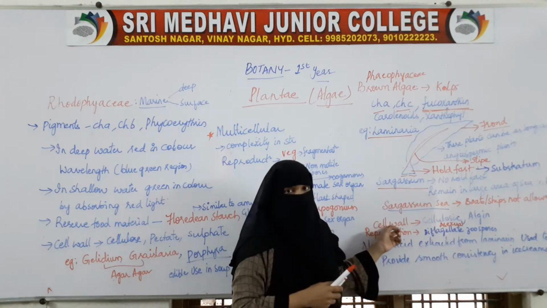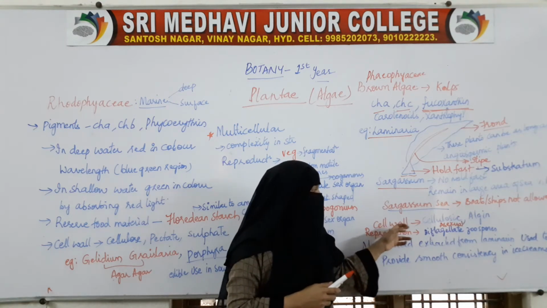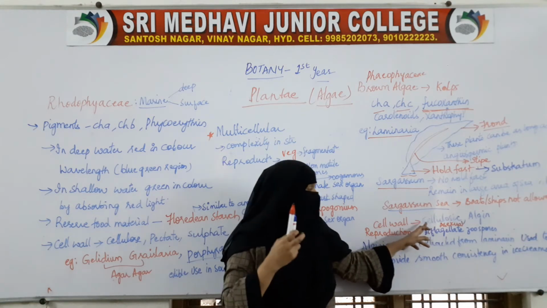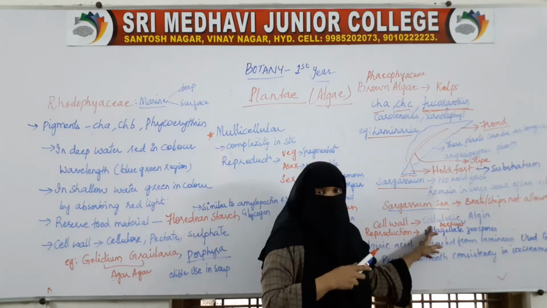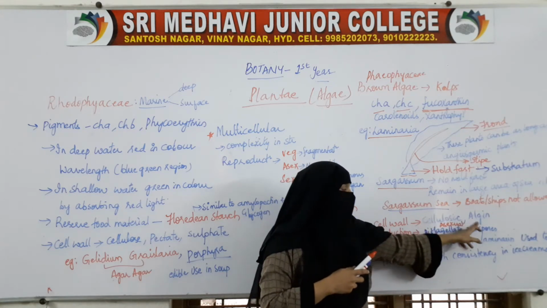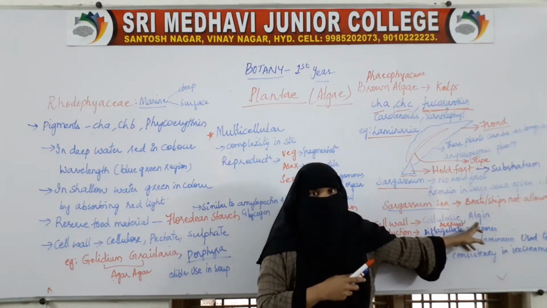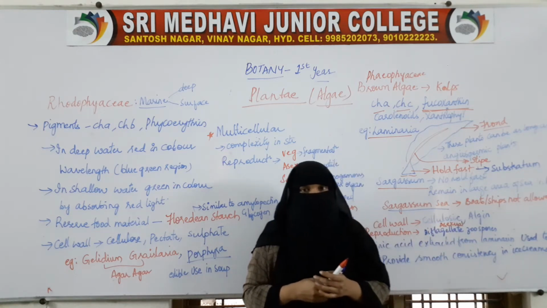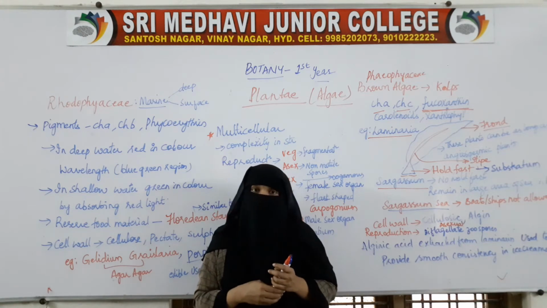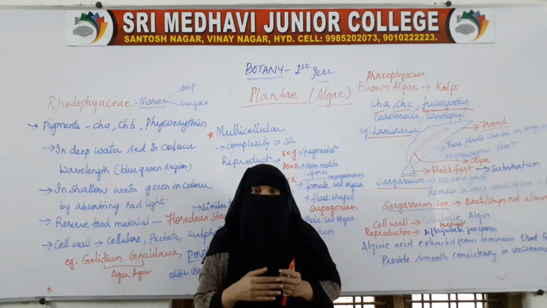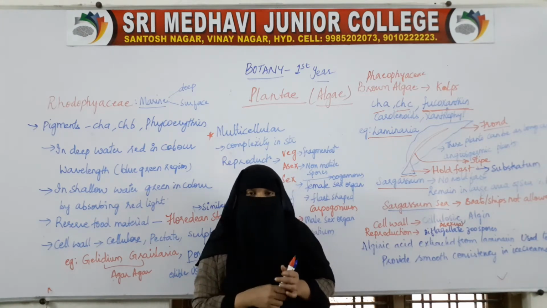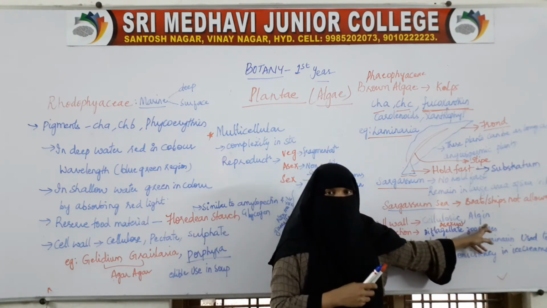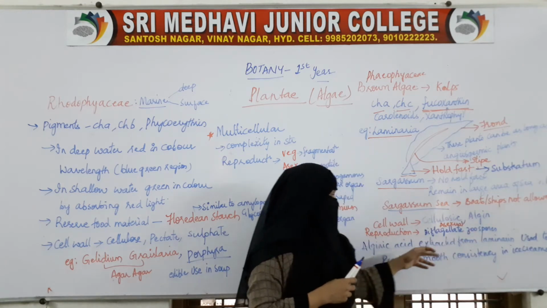Here the cell wall. We already know that these organisms have a 2 layered cell wall. Here the inner layer is made up of cellulose and the outer layer is made up of algin. In Chlorophyceae, the inner layer was made up of cellulose and the outer layer was made up of pectin. So, here instead of pectin we have algin, the outer layer is made up of algin.